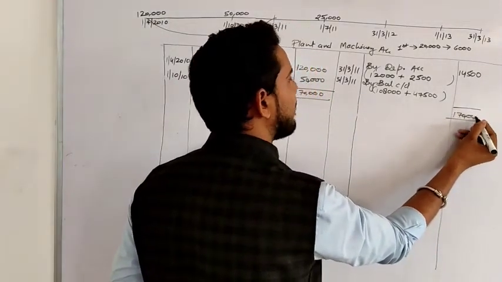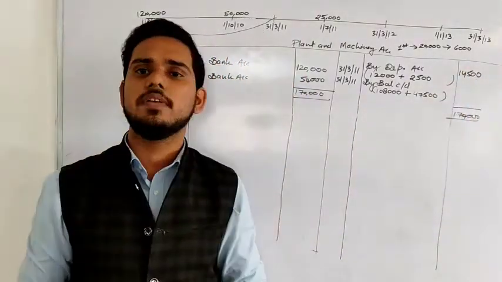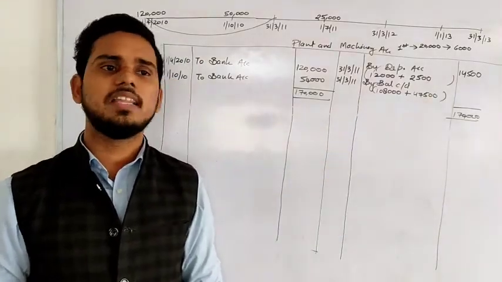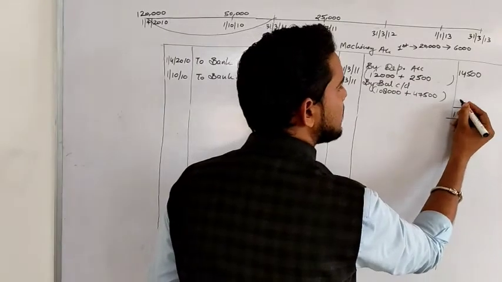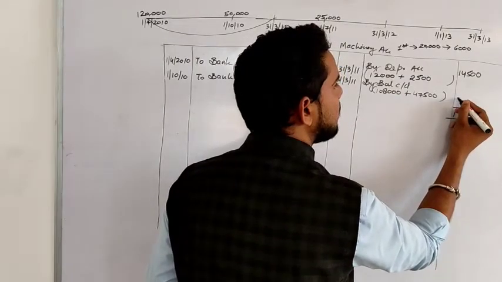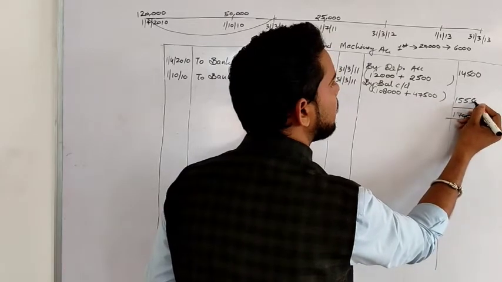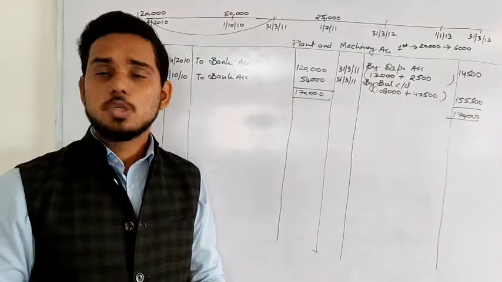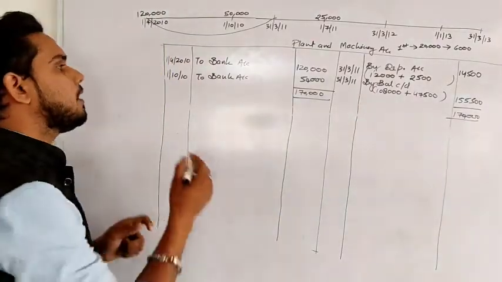Now we can find the balance either by deducting that 14,500 from this 170, or we can add these two values to find that also. Okay. So this will be 170 minus 14,500, so this will be 1,55,500. Okay, right. So now we will carry forward this balance in the next year as opening balance.